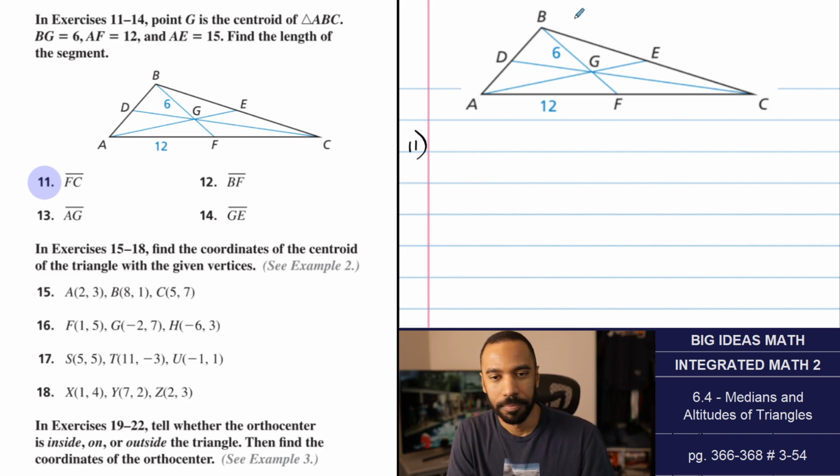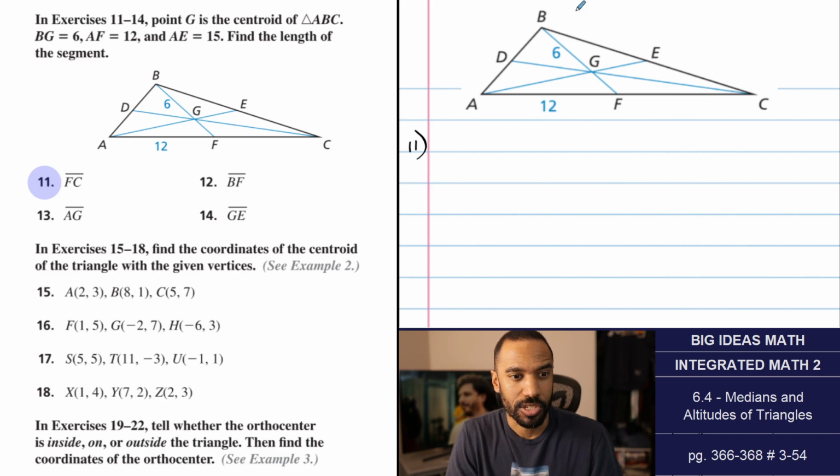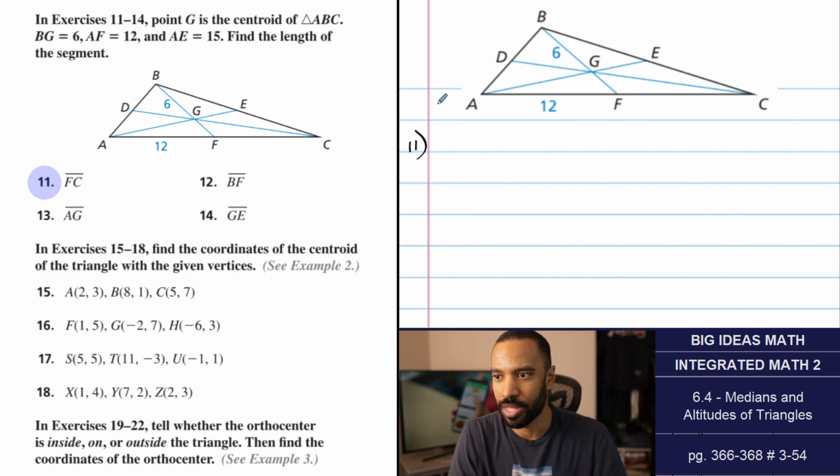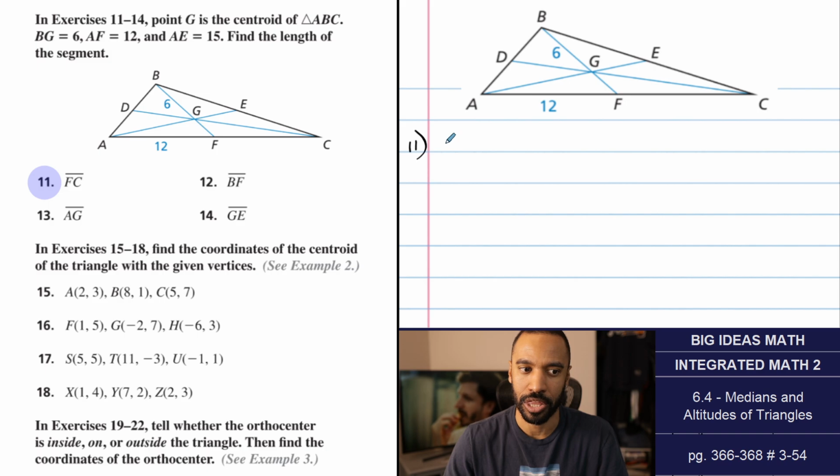G is the centroid. BG is 6. That's labeled. AF is 12. That's labeled. AE is 15. Not labeled. Where is it? AE is the entire thing here, 15. Find the length of the segment. So whichever one's given. They want to find the length of segment FC, what that one is.